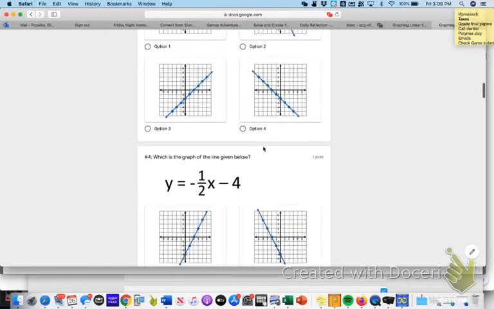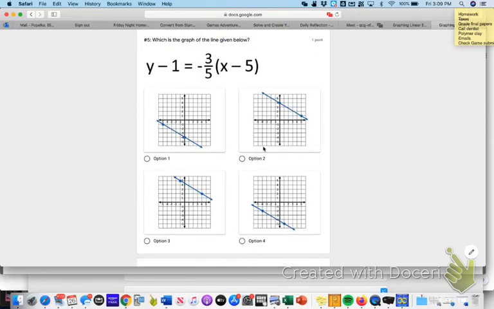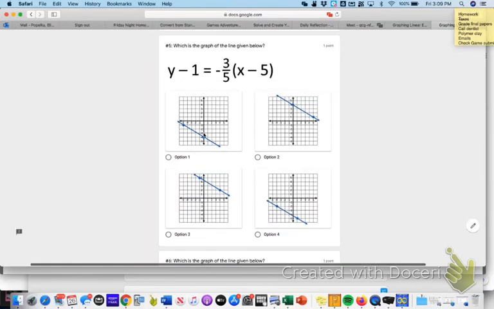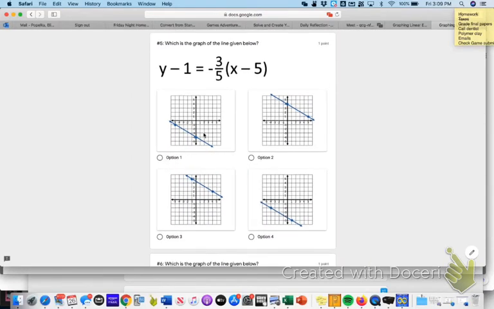Now, starting with number 5, it's not in slope-intercept form anymore, is it? It's in point-slope form. And we don't know how to graph in point-slope form. We only know how to graph in slope-intercept. So that's why we've spent the last couple of days learning how to convert into slope-intercept form. So I am going to do that over here to the side. As you might recall, we did this 2 days ago. We want to get it to look like this: y equals mx plus b, so that way we can figure out which graph matches it.